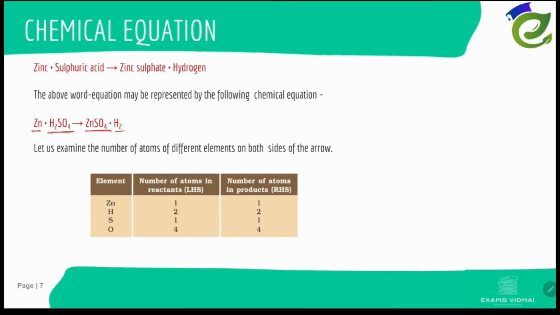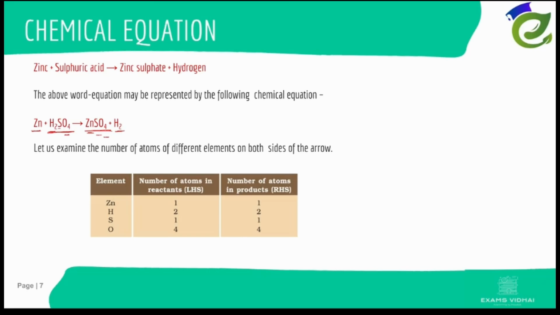If we are going to balance the equation, let's compare each and every atom. The first is zinc, and zinc has one atom in the reactant, and in the product side zinc has one atom. Therefore, zinc is balanced. If we are taking hydrogen, H2 is two atoms in the reactant side, and in the product side also we have two atoms. And if we are taking sulfur, that is S, it has one atom in the reactant side, and in the product side also it has one atom. Therefore, this is also balanced. And if we are taking oxygen, we have 4 atoms in the reactant side, and in the product side also we have 4 atoms. Therefore, this equation is completely balanced.